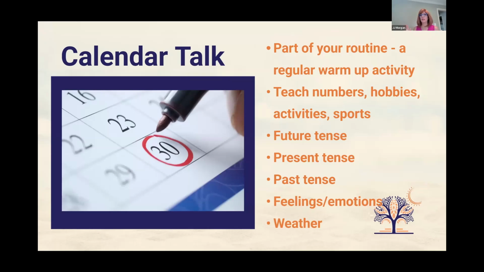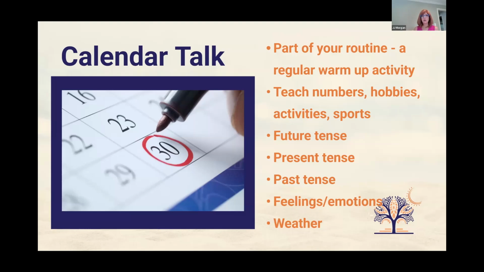Teach the numbers, hobbies, activities, sports. Teach the future tense. What will you do this weekend? Or in lower levels, what are you going to do this weekend? The present tense and the past tense. What did you do last night? Or what did you do this morning in math class? Or what did you do when you arrived at school or over the weekend?